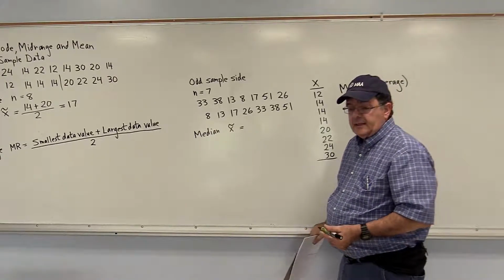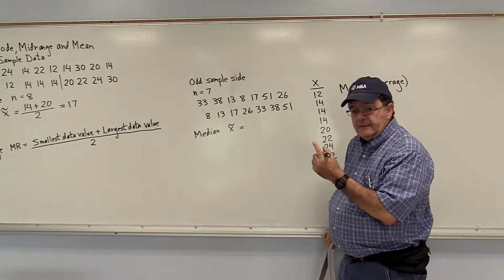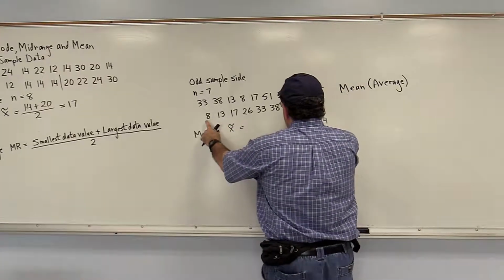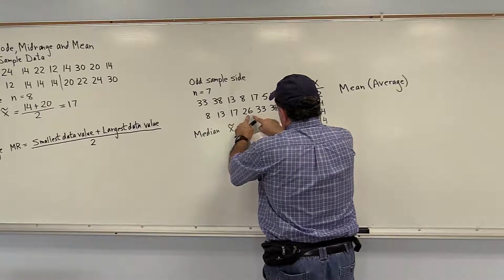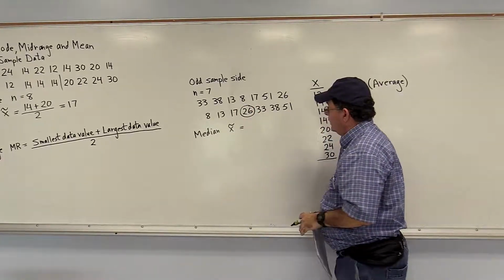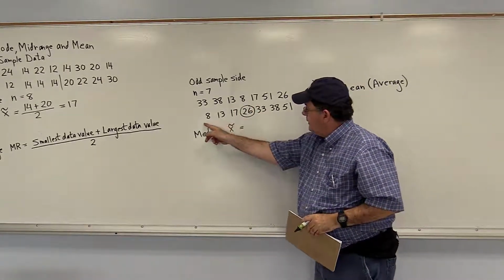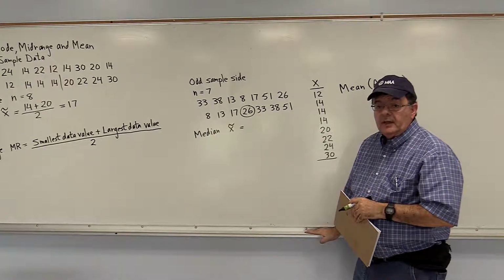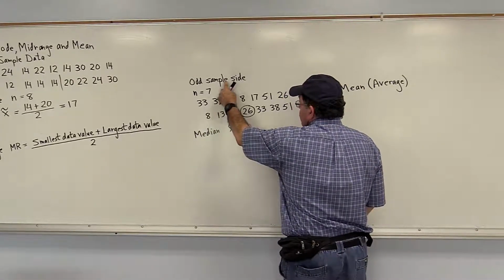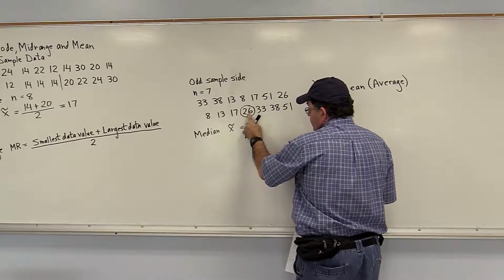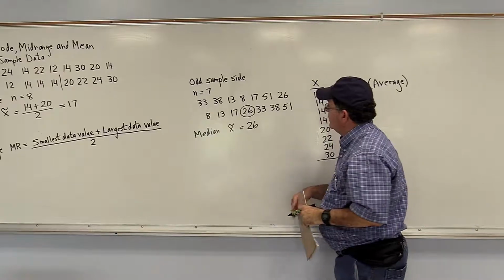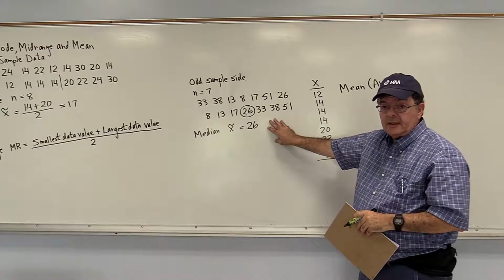Now, when the sample size is odd, there will be 1 piece of data right in the middle position. And if you count with your fingers from the inside to the outside, whatever method you want to use, you'll see that this number is right in the middle location. It has 3 numbers to the left of it and 3 numbers to the right of it. So it's right in the middle. And so the median in the case of an odd sample size is that piece of data that's in the middle position. So the median for this set of data is 26.